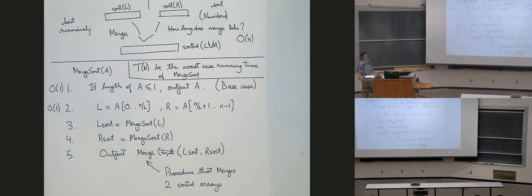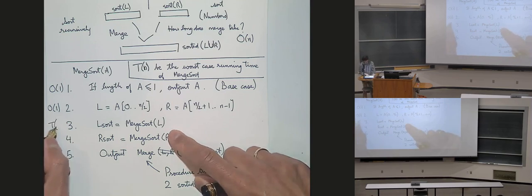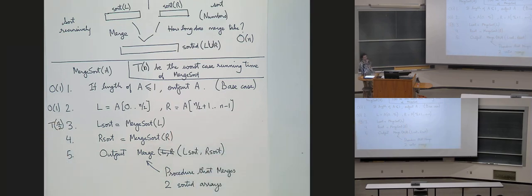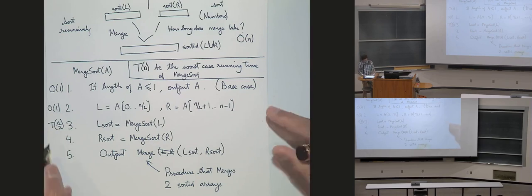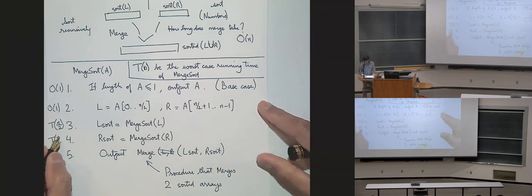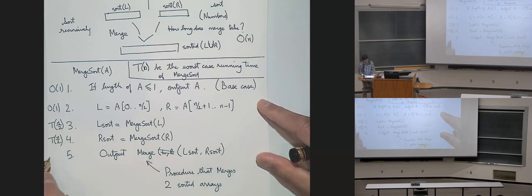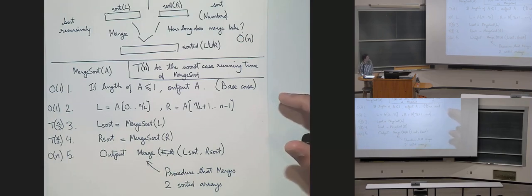What about these steps? How long do they take? Yeah? T of n over 2, right? Again, there's some issue with floors and ceilings, but let's just ignore that. So T of n over 2, T of n over 2, and this final step is O of n, right? Because there's a single loop.